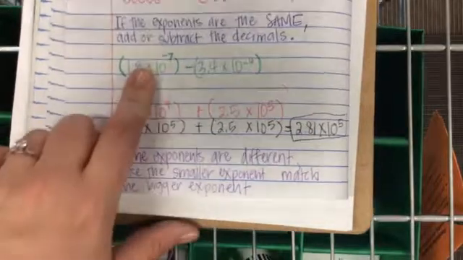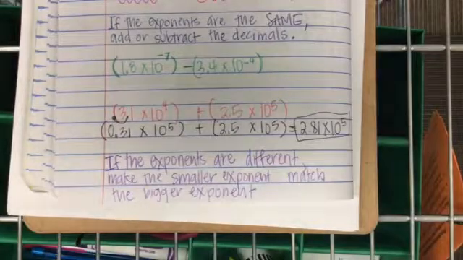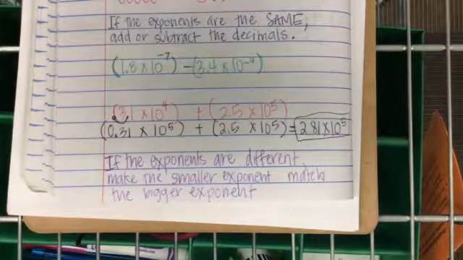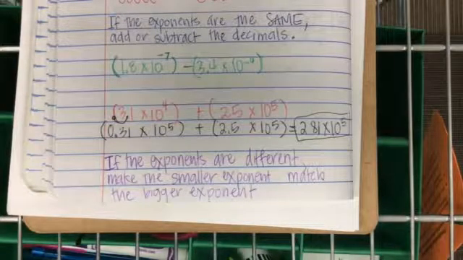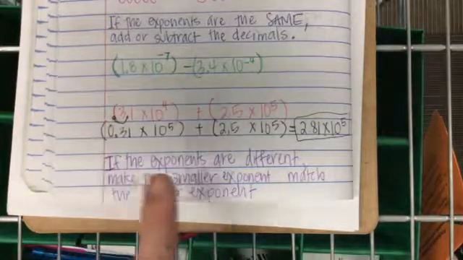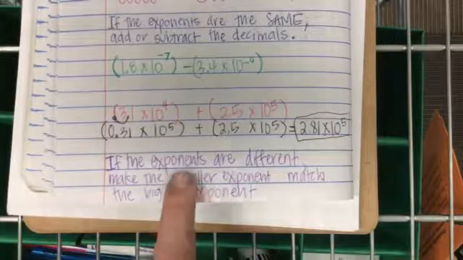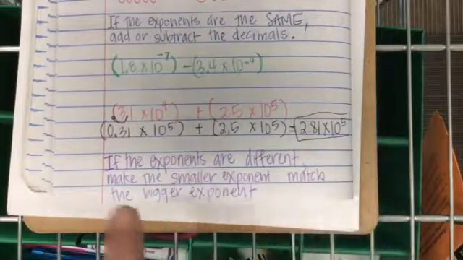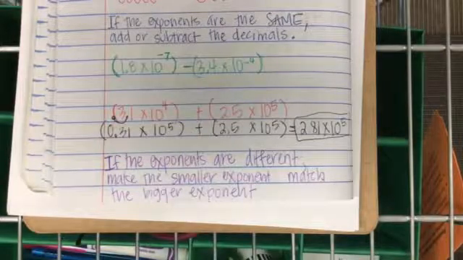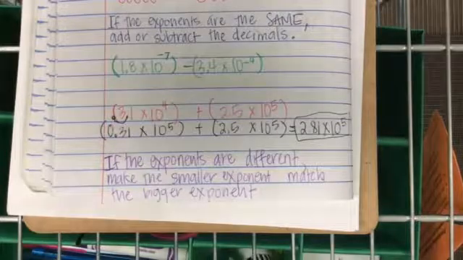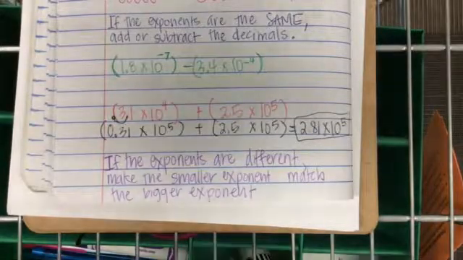All right, let's try this one. 1.8 times 10 to the negative 7th minus 3.4 times 10 to the negative 4th. Do the exponents match? No. If the exponents are different, make the smaller exponent match the bigger exponent. Which one's smaller? Negative 7 is smaller. Remember, negatives switch it around on us, so don't get confuddled.